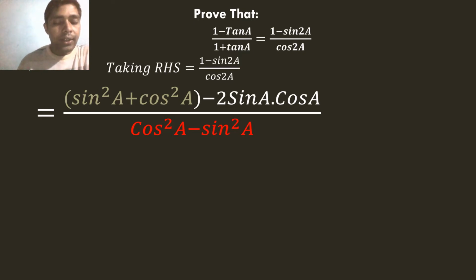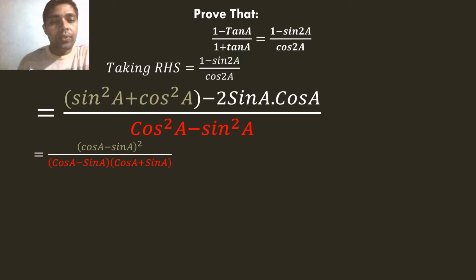Then in the next step we can see the numerator is in whole square formula. So what is the whole square formula? (cos a minus sin a) whole square. In the denominator we have used the a square minus b square formula, (a plus b) and (a minus b). How is it a whole square formula? Because in the numerator we are getting the a square minus 2ab plus b square form, so we can write directly (a minus b) whole square.